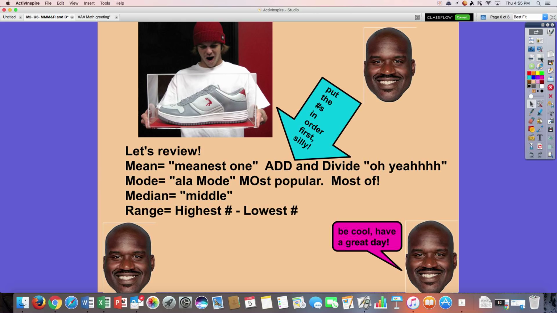Let's review. That's actually Shaq's shoe and a normal person's. The meanest one, add and divide, add and divide. Mode, a la mode, or most popular, most of. Median, the middle number. Range, the highest number minus the lowest number. And Shaq Fu always says, put the numbers in order first, silly.